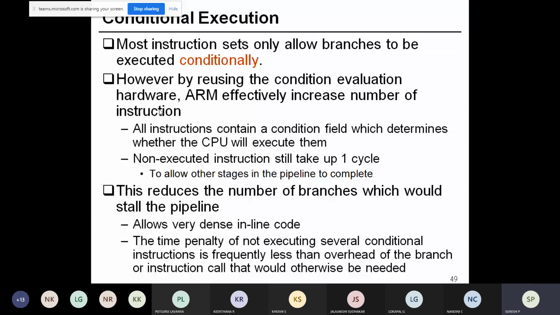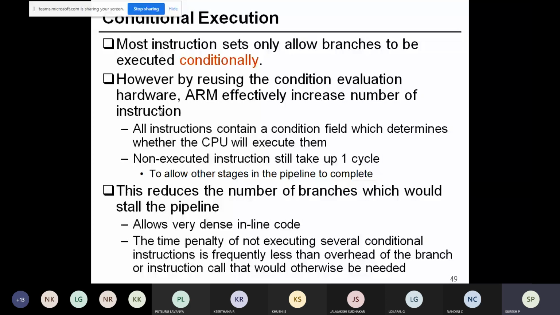Okay. Because you are going to execute your ARM instruction in three different stages. If I take the ARM7 instruction, ARM7 supports three-stage pipelining: fetch, decode, execute. So in a single clock cycle, one instruction will be fetching, another will be decoding, and a third will be executing. Even if one is not executing, the other instructions running in that clock cycle have to run. So even though the execution is not happening, it is going to consume one clock cycle.